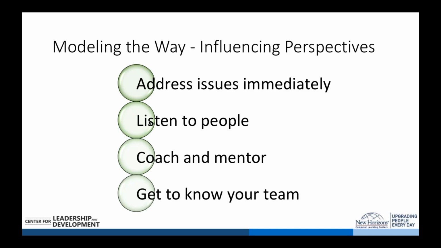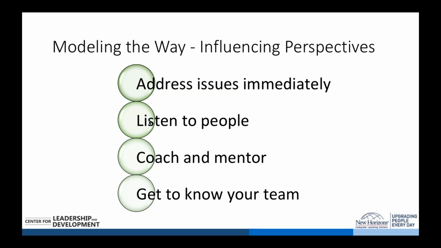So continuing on with influences and looking at how you model the way. Address issues immediately as they come up. Listen to people. Coach and mentor people. And get to know your team. Knowing your team, knowing who they are, knowing what their passions are, what their likes and dislikes are, very, very critical. Provide that coaching and mentoring.